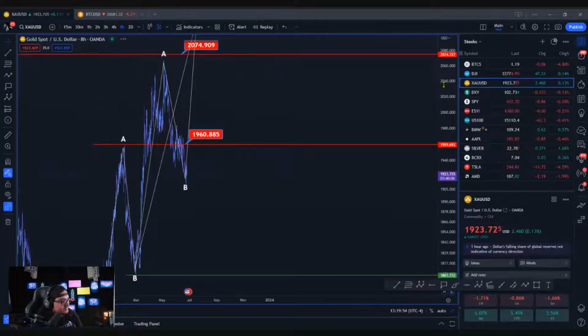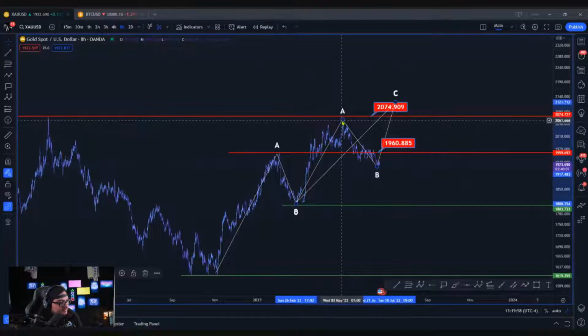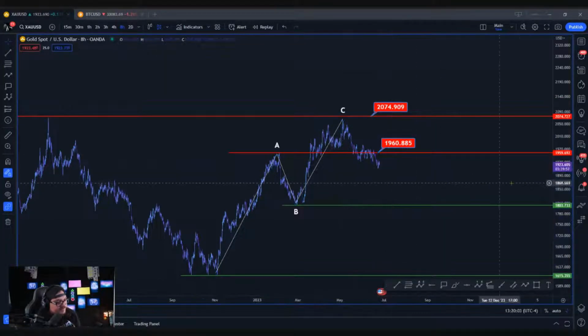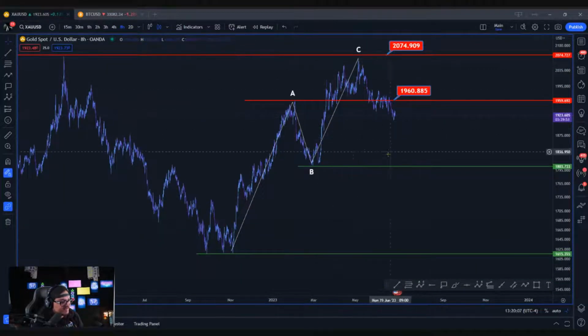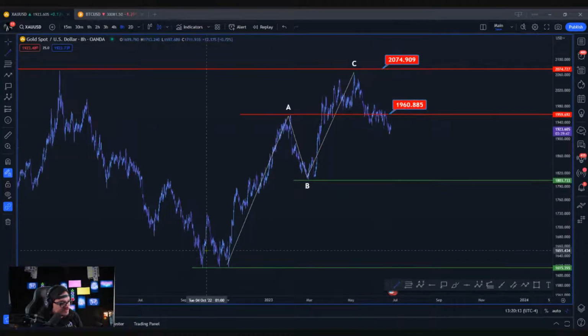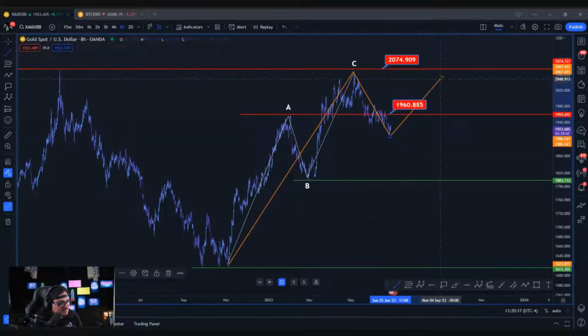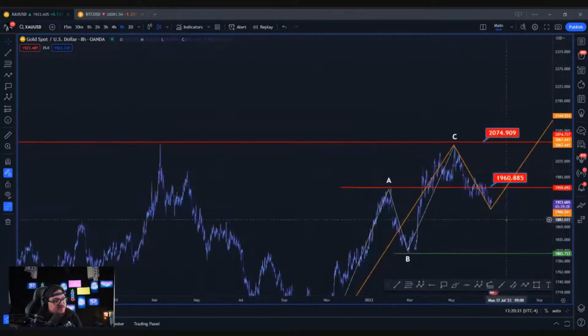Let's do gold and silver. So gold, you can see we put in a larger ABC here, and we're currently back below the pivot. So as long as we're back below the pivot, we could be looking at 1803 as an area of support. This could turn into a larger potential A to a B to a C, which would lead to price breaking the all-time high.